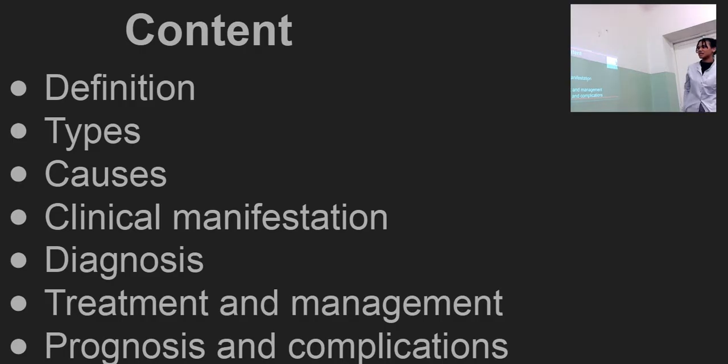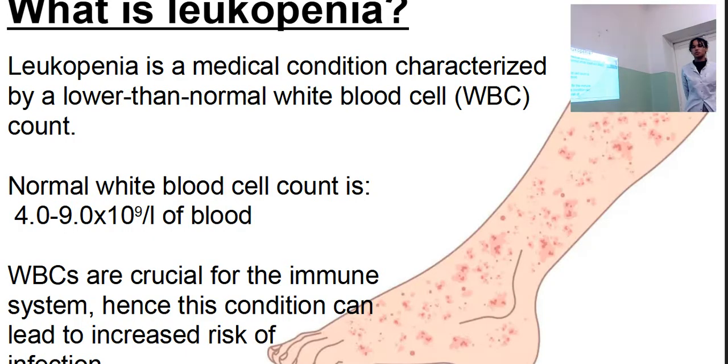My topic is leukopenia. In this, we're going to talk about the definition of leukopenia, the types, clinical manifestation, diagnosis, treatment, management, prognosis, and complications. So we'll start with leukopenia.